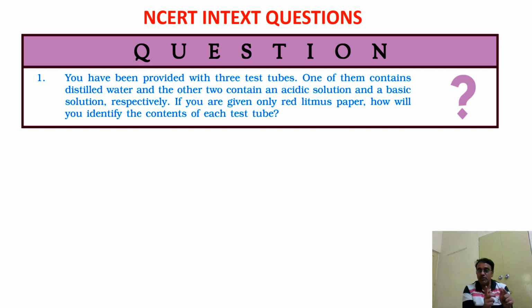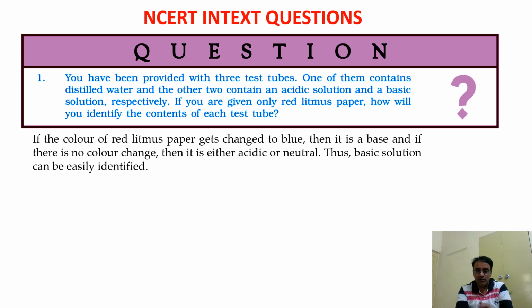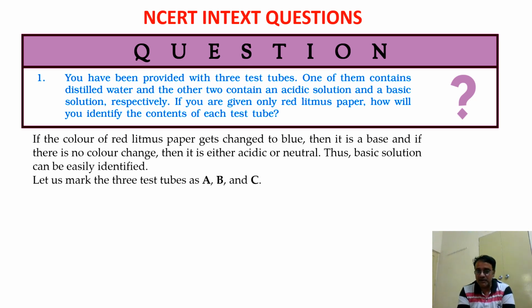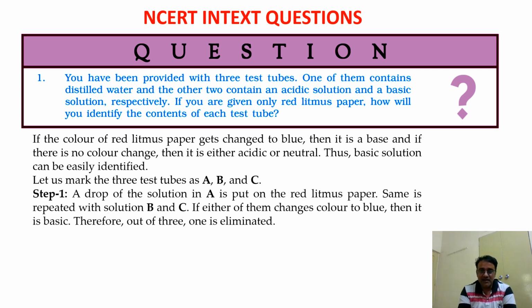In the remaining two, now the litmus paper that became blue, we will dip that blue litmus paper in the other 2 remaining test tubes. If it turns back to red, that means that is acid. If there is no change, that means that is distilled water, right? So this is the rule. And we are going to mark the test tubes as A, B and C. Here I have written A, but any one of the three test tubes could be the one where the red turns blue.